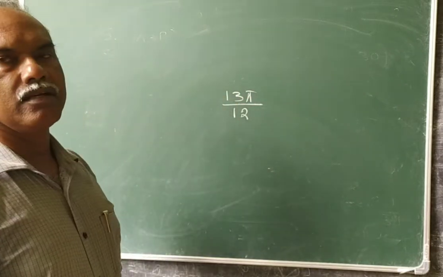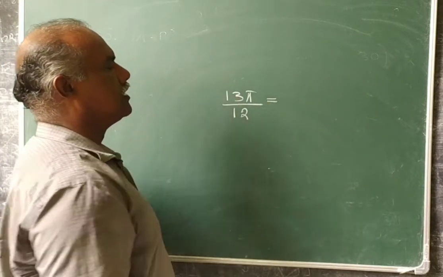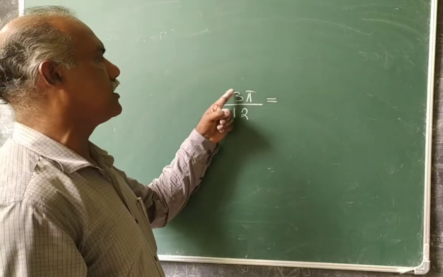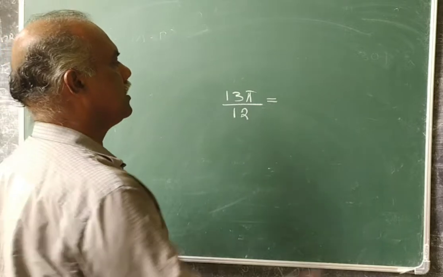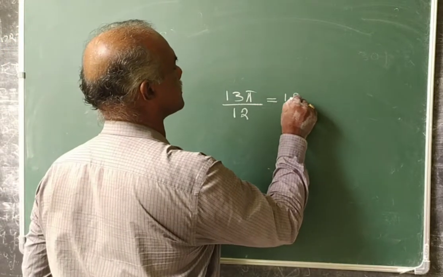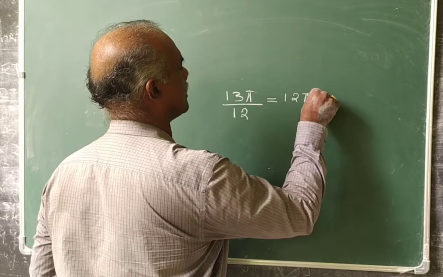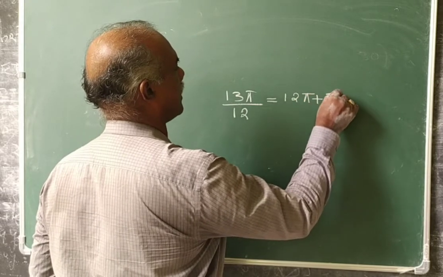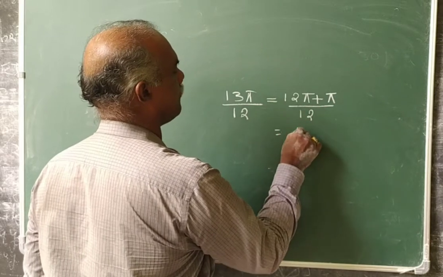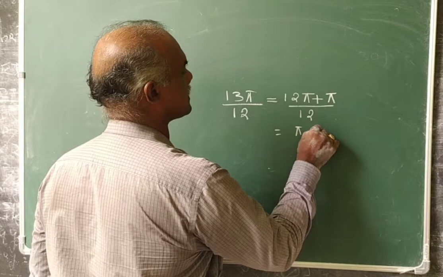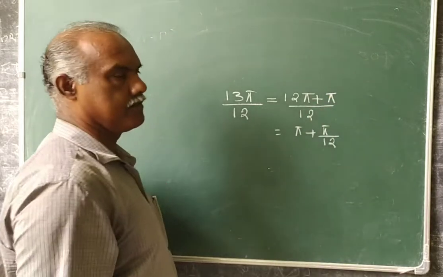This is a radian. Here the numerator is 13 with the pi, and the denominator is 12. So we write this 13 as the nearest multiple of the denominator plus pi, and this is pi plus pi by 12. Both terms are divided by 12.